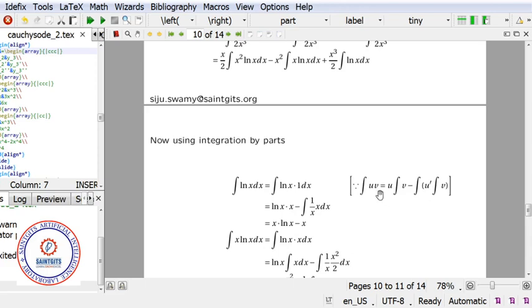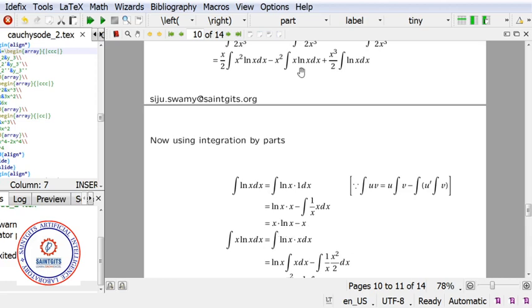u dash means derivative of the first function. Here first function is ln of x. So derivative of ln of x is 1 by x into integral of the second. Integral of 1 is x. So integral 1 by x dx. This x and x get cancelled. So we got integral 1 dx. So integral dx is x. So integral ln of x dx can be written as x ln of x minus x.